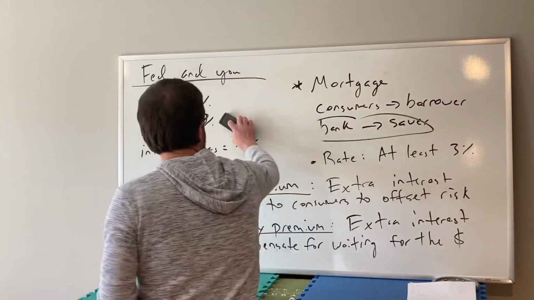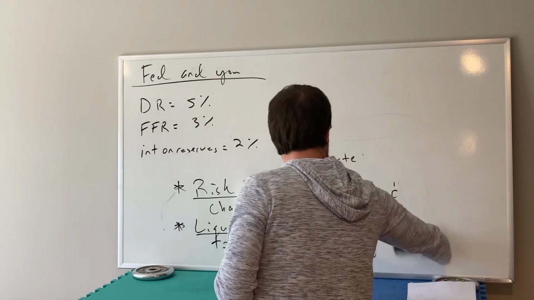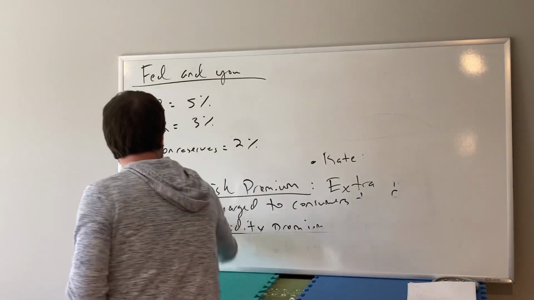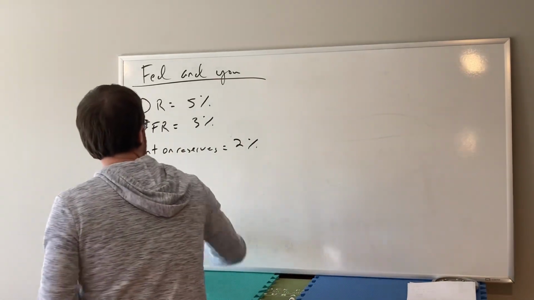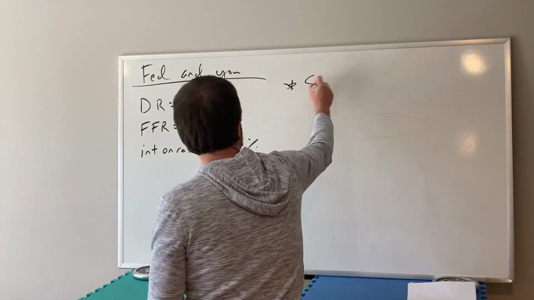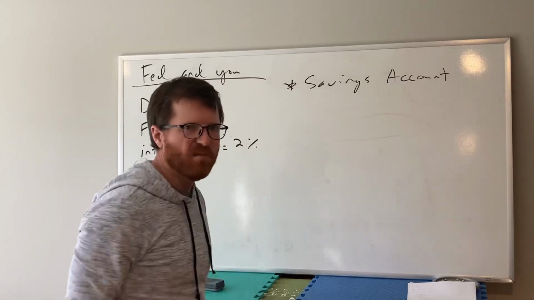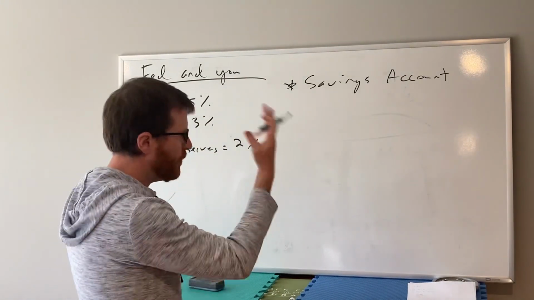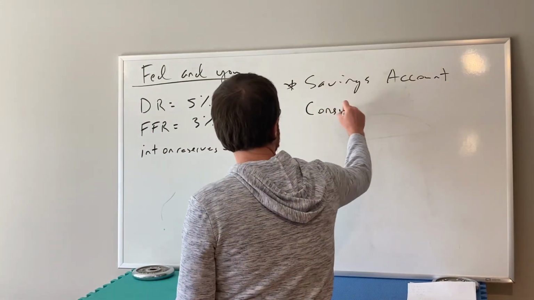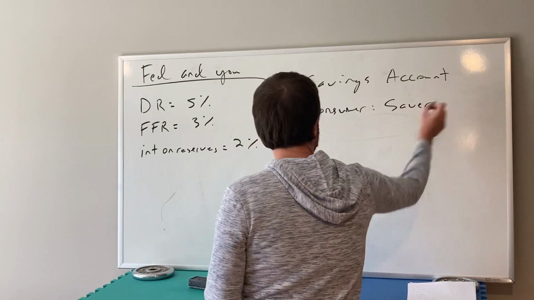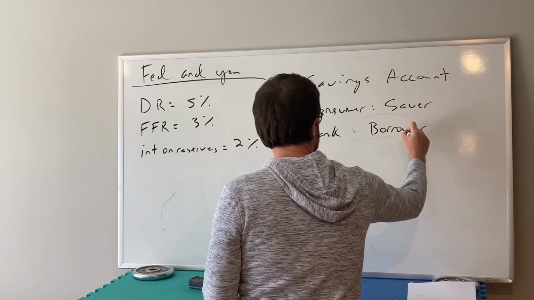Now let's flip this around. Let's think about the circumstance where the consumer is the saver. So a second example could be a savings account, checking account, CD. There's lots of different things we could put here, but I'm just going to go with savings account, okay? In the case of the savings account, the consumer is the saver, and that makes the bank the borrower.